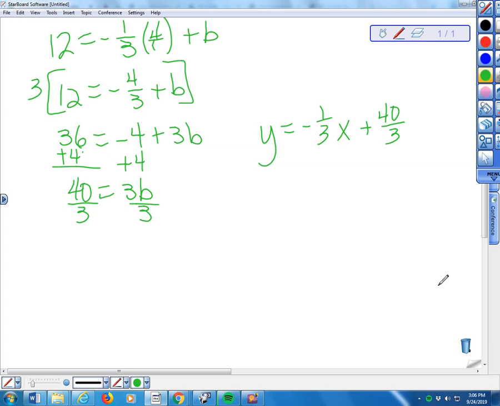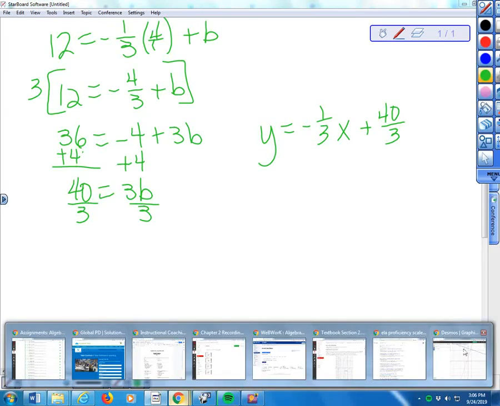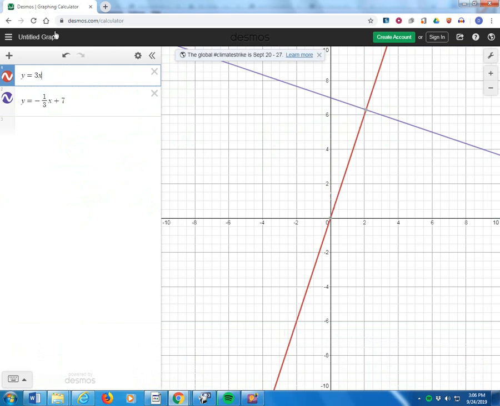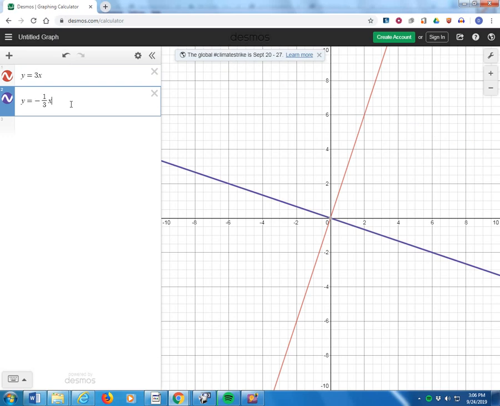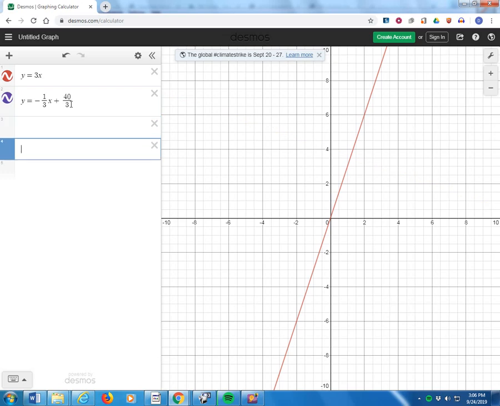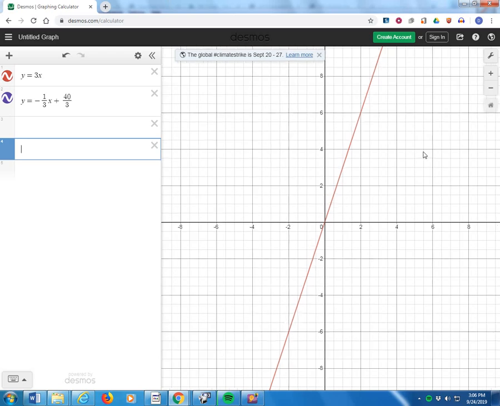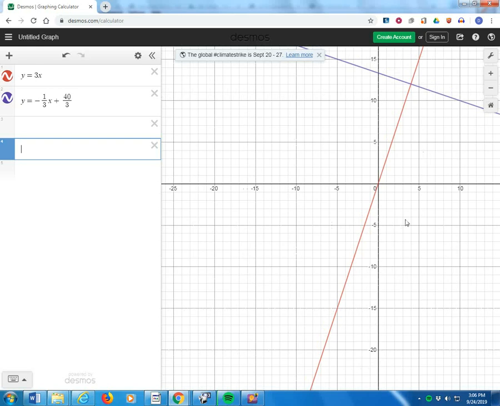And I'll do it real quick. Negative 1/3 x and 40/3. That does look pretty perpendicular. Okay. So the question I have, what was the point that I wanted this new line to go through? 4, 12. Does it? There's 4, there's 12. My purple line is my new line, and I wanted it to have a slope that was perpendicular to my original that went through the point (4, 12). And it does. So you can use Desmos to check your work.